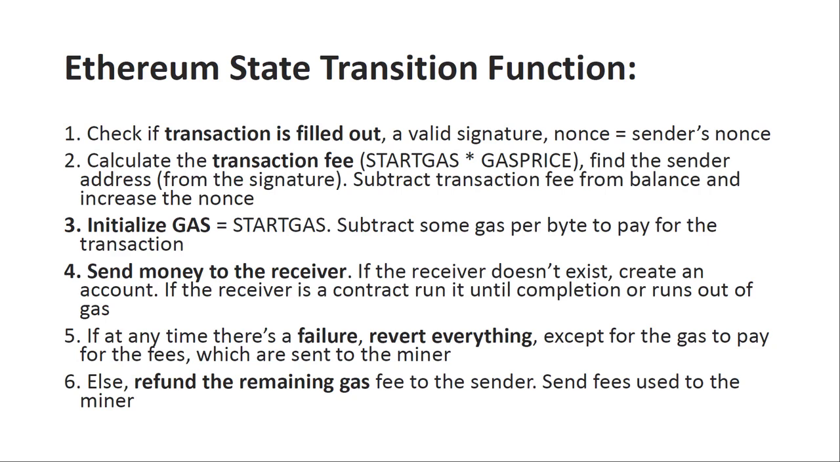After that, we send money to the receiver. If the receiver does not exist, we create an account. Then if there is a failure, revert everything. But the gas we have already paid is gone because there are miners involved in this process. They already computed various things. So that money will go to the miners. Else, refund the remaining gas fee to the sender. So that's it.